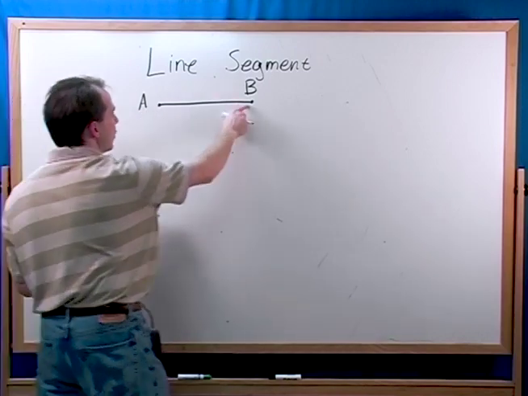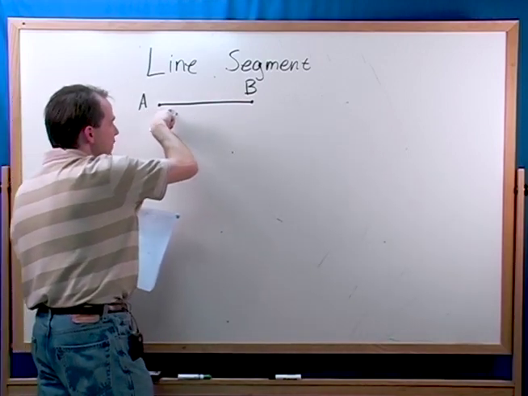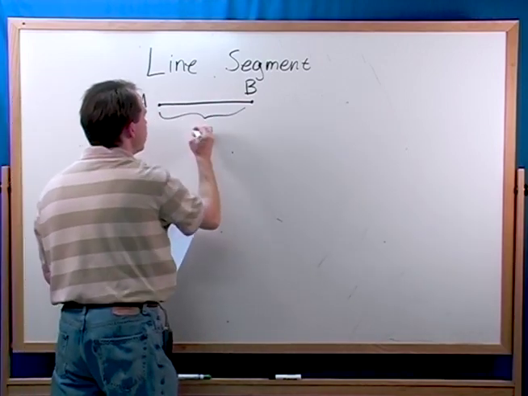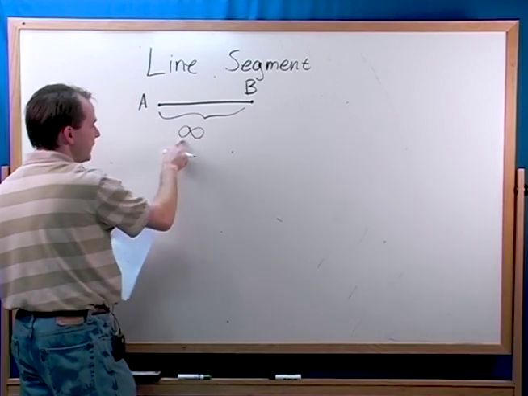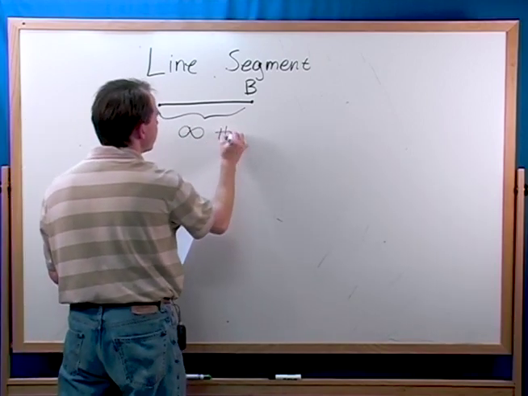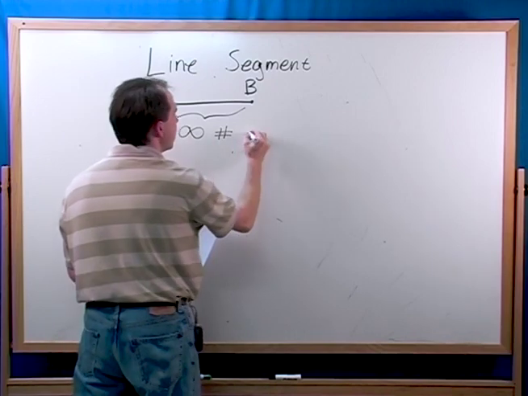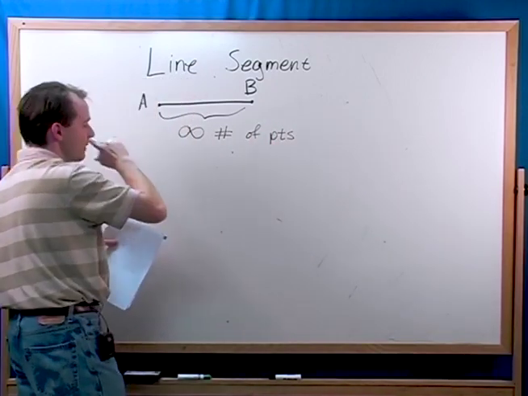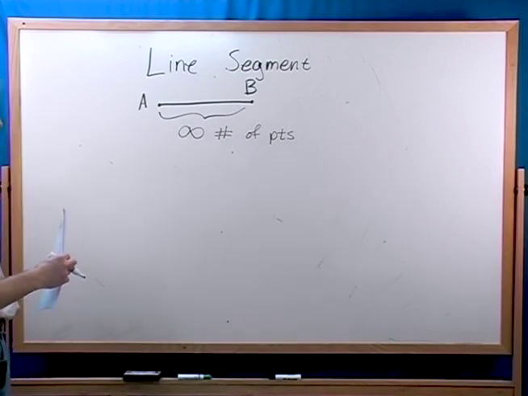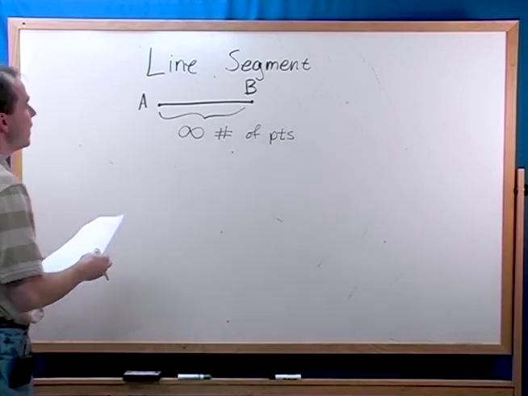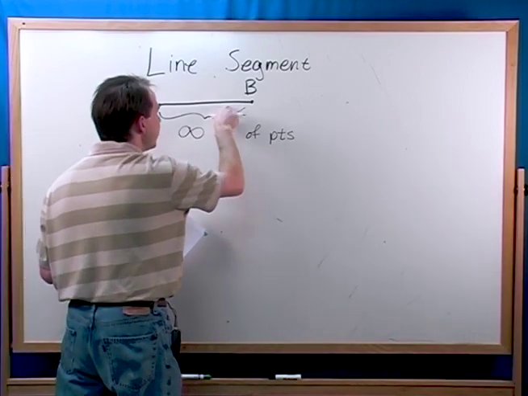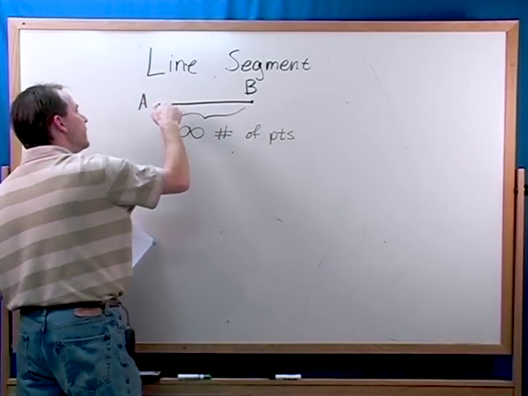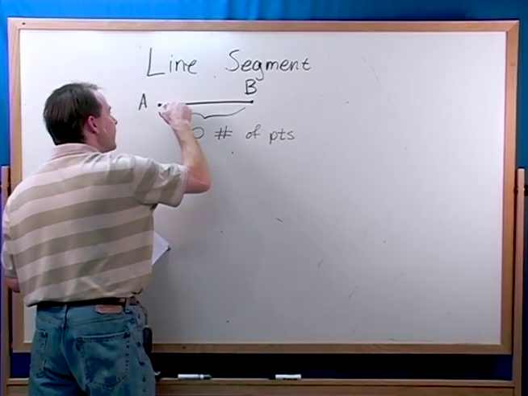So A and B are the endpoints, and of course you have your infinite number of points here in the middle. This symbol means infinite number, this symbol means number of points, PTS, points. I'm abbreviating on purpose because you're going to see a lot of these as you go on and look in your textbooks. A line segment has an infinite number of points here. If you get a microscope and zoom in on this thing, you'll see that this little marker here, there's an infinite number.